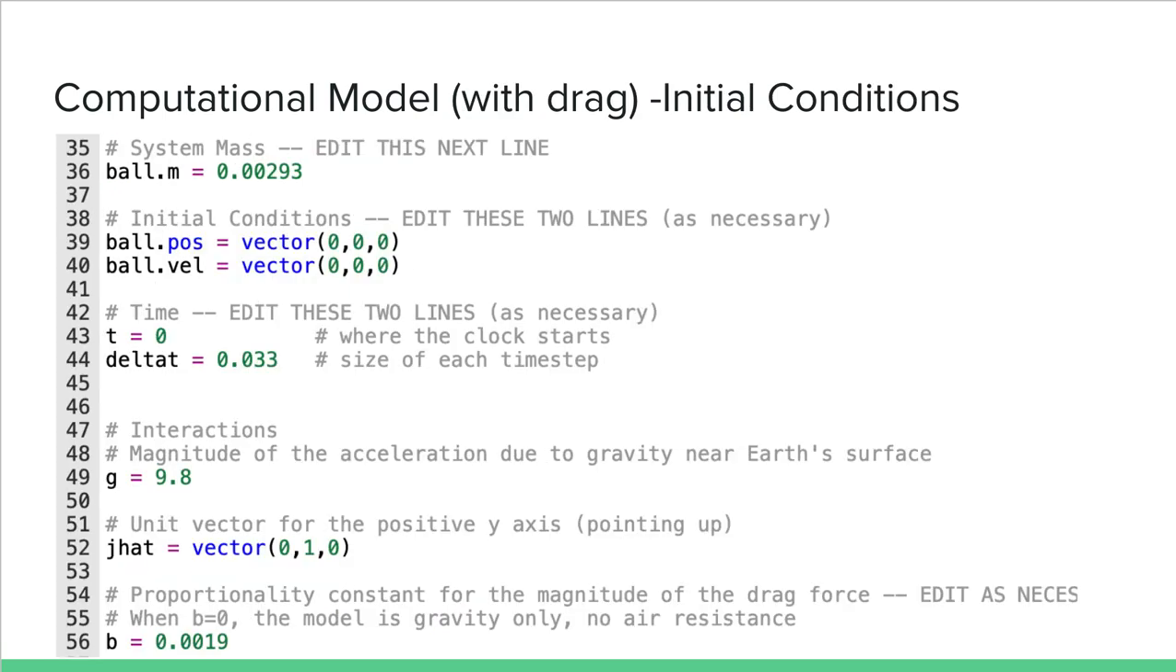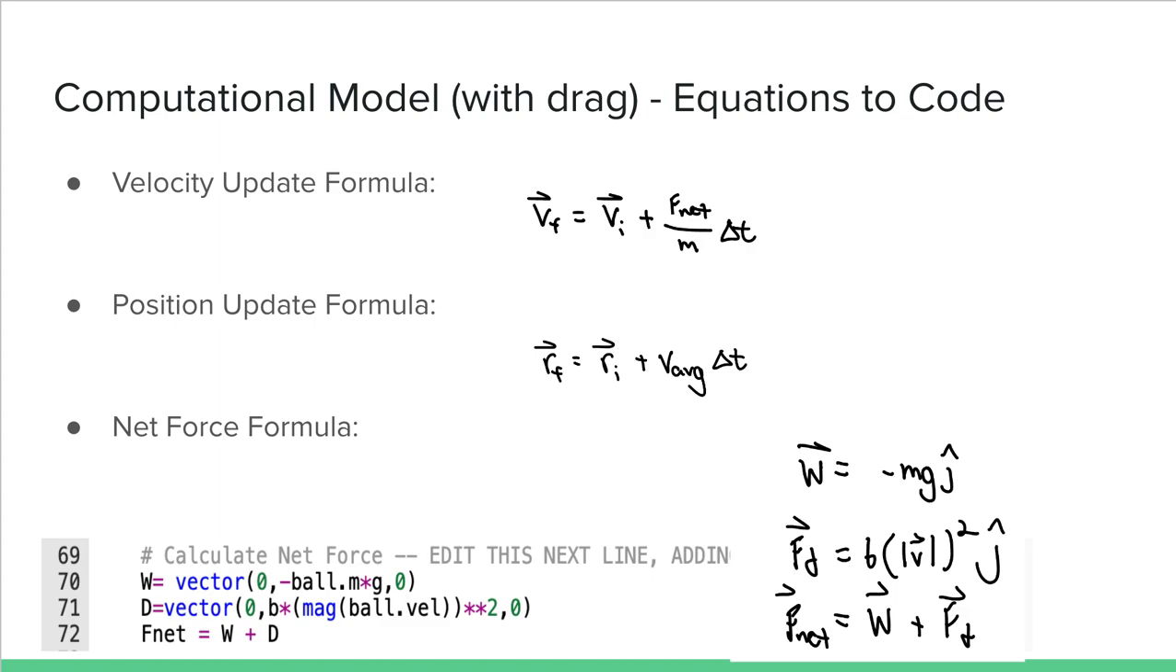These were the initial conditions for the computational model with drag, and the main difference was the proportionality constant 0.0019, which was determined experimentally through the computational model. And these were the equations to code, so also the drag force was added and it was computed here by putting this formula into here.